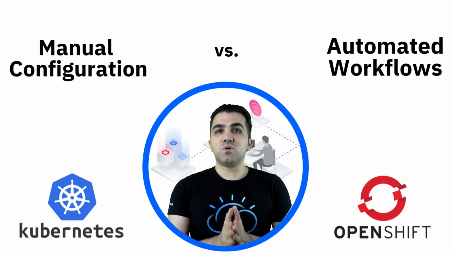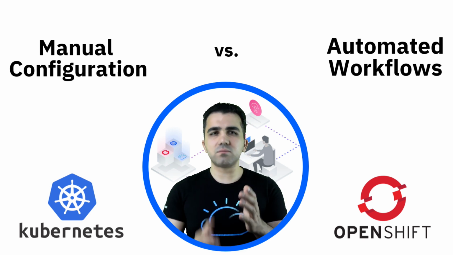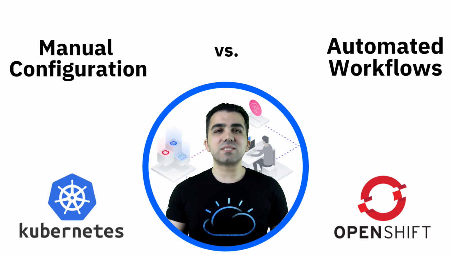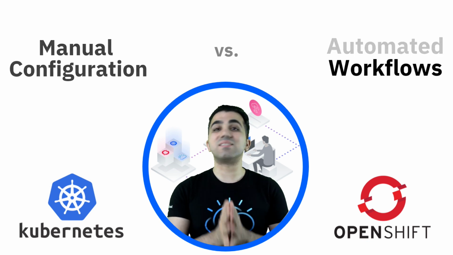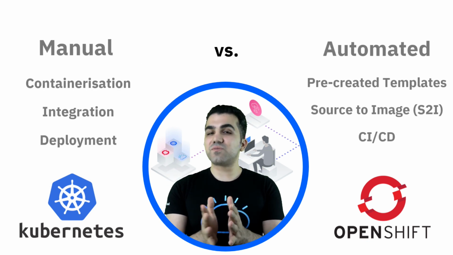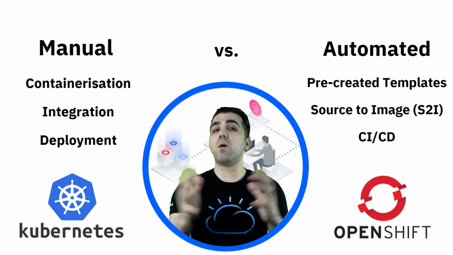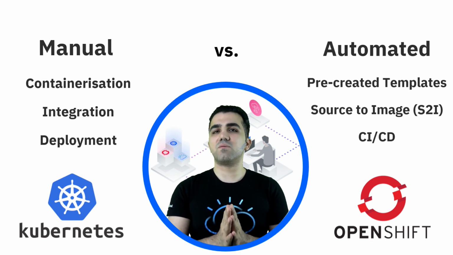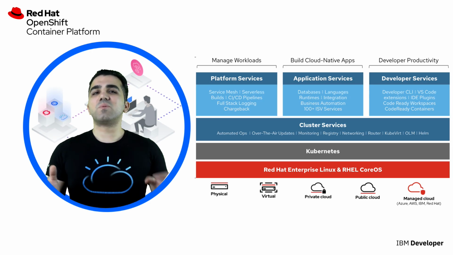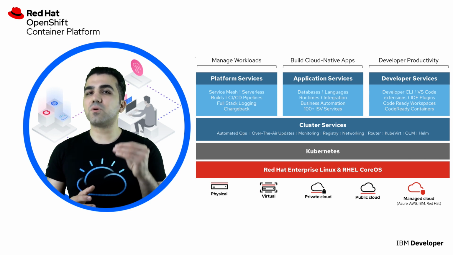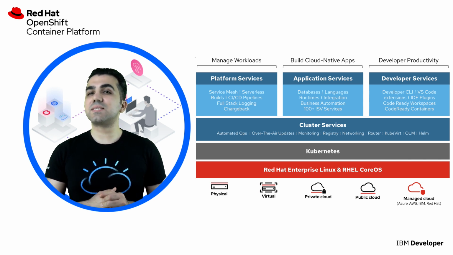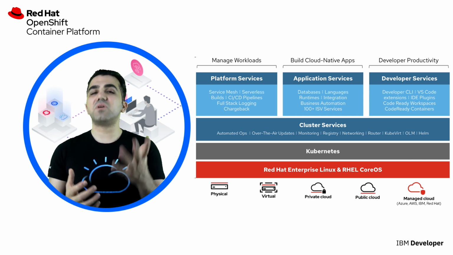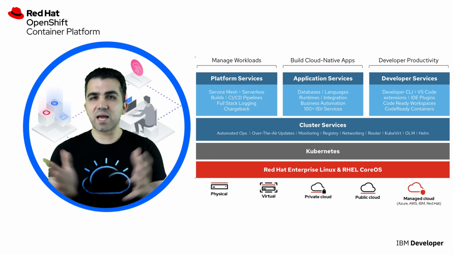As a developer, you want to focus on what you do best, which is coding, designing your application, adding new features, and collaborating with other developers without the hassle of reconfiguring your development environment several times. OpenShift offers you that capability through a number of automated workflows, which are not available in Kubernetes. Those automated workflows are made possible by wrapping Kubernetes around a number of components, including an enterprise-grade Linux operating system, networking, monitoring, registry, and most notably authentication and authorization.